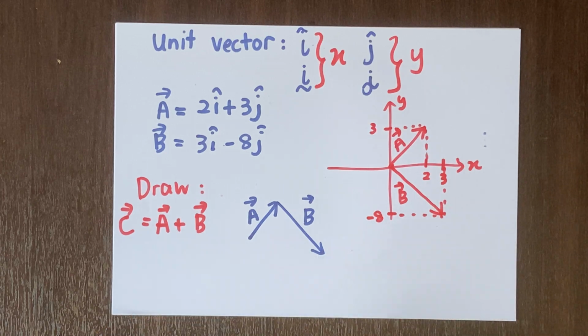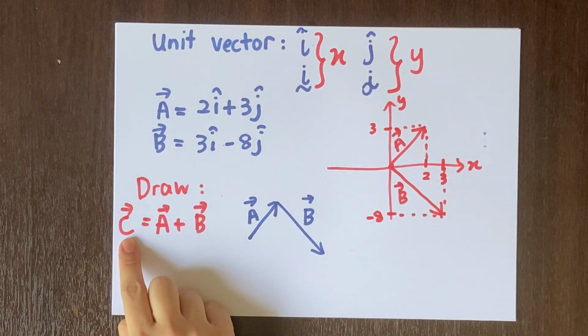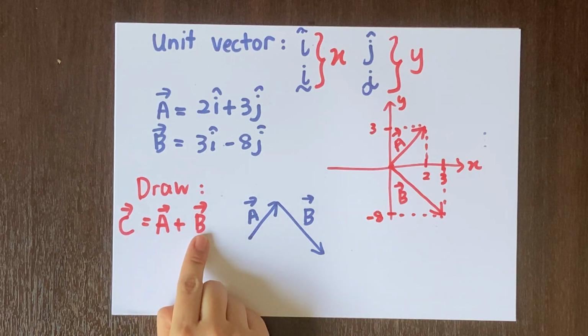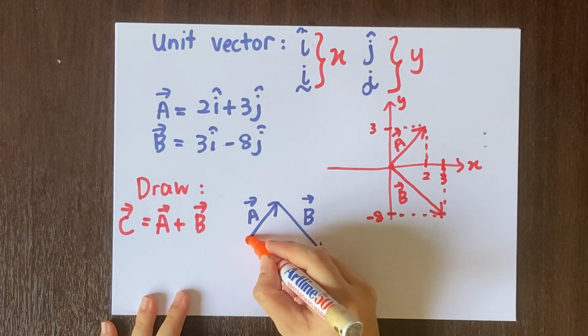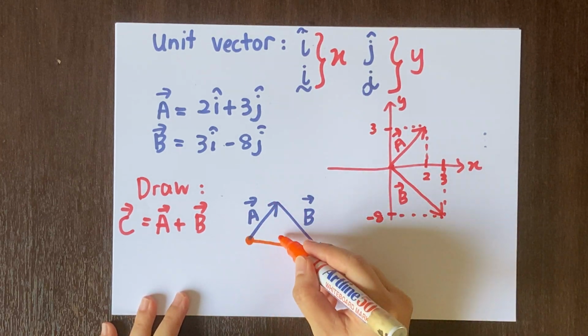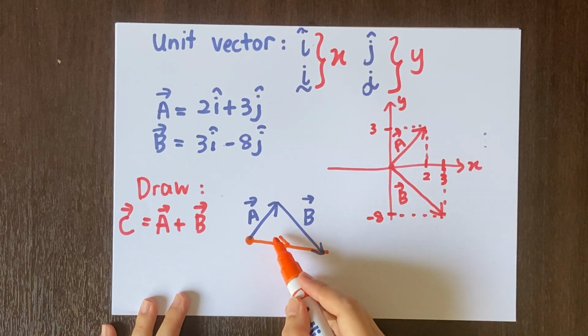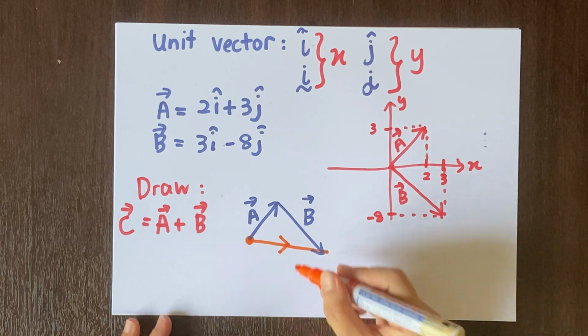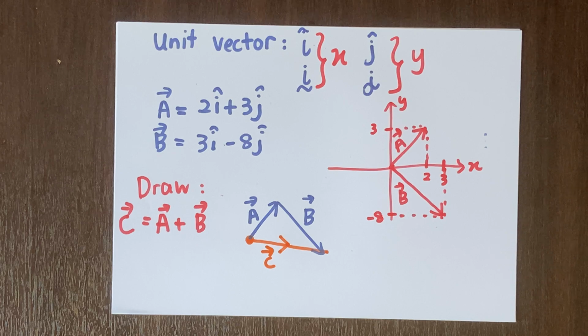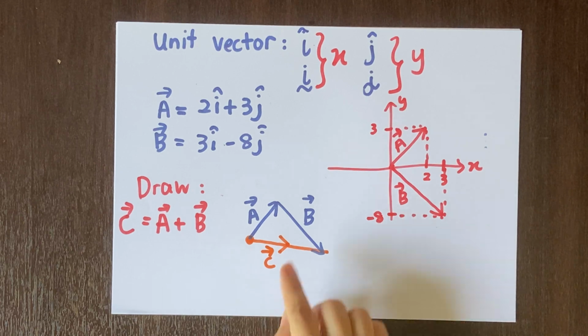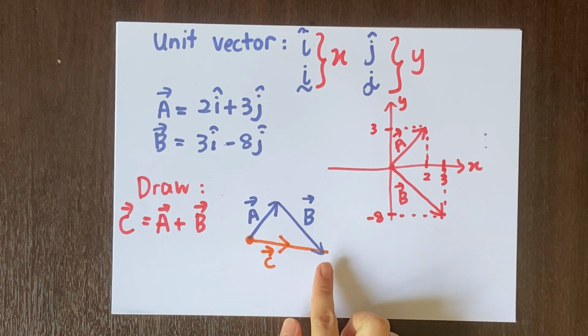So where's the C? C means the displacement. A plus B means the distance. So where's the shortest way? Very good. Please start from the starting point to the end point. So arrow like this. If you draw the opposite arrow, it will be wrong. So here will be C. Clear? Very good. That's how you draw A plus B is equal to C.